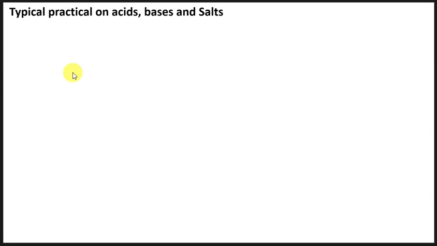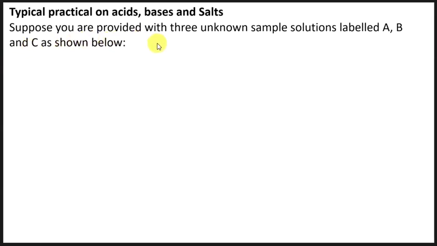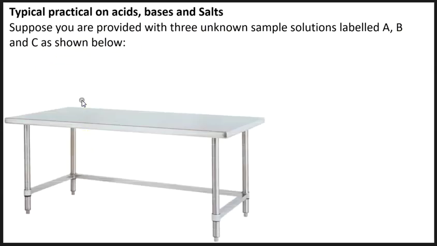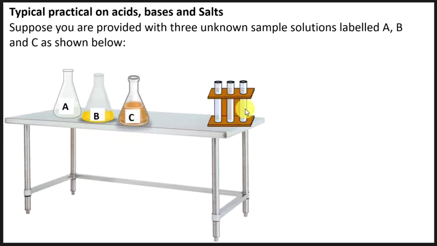So here we are going to look at a situation that we may be provided with. Suppose you are provided with three unknown sample solutions labeled A, B, and C, as shown below. You are provided with solution A, solution B, solution C, and then a test tube in a test tube rack. Then you are provided with a dropper, and a petri dish, on it there is a red litmus paper and also a blue litmus paper.